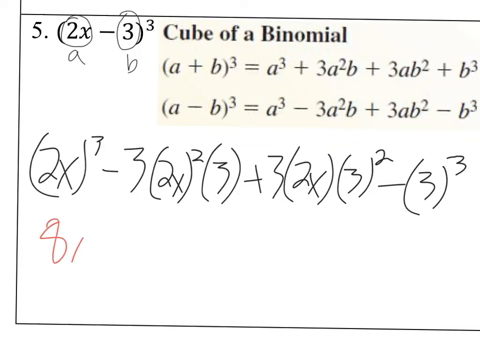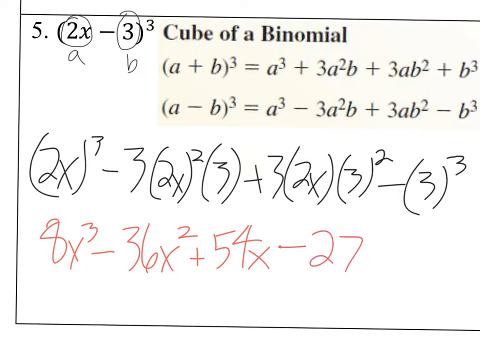And so I'll have 8x to the third minus, and then I have to do 2 squared, that's 4, times negative 3, that's negative 12, times positive 3, that'll make a negative 36. And then I have that x squared. And then I have to do 3 times 2x, that's 6x. What's 3 squared? That's 9. So 9 times 6x would make 54x. And then minus 3 to the third power. 3 times 3 is 9. 9 times 3 is 27. So minus 27. And that is the final answer.